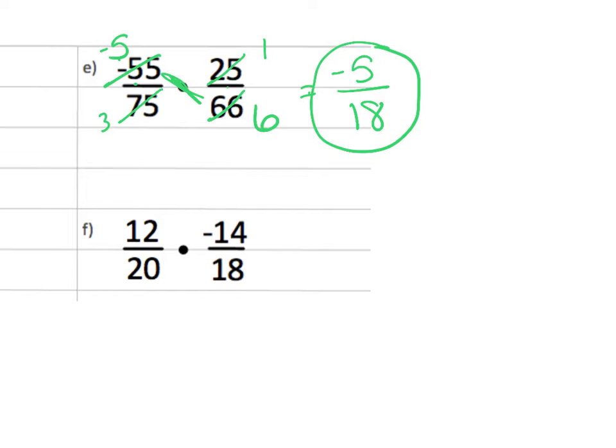Let's try letter F. Same thing. 12 and 18. 6. I can divide them both by 6. 6 goes into 12 twice. 6 goes into 18 3 times.